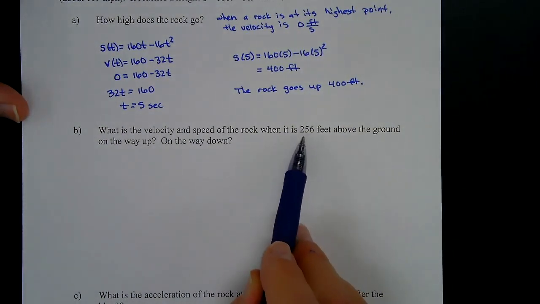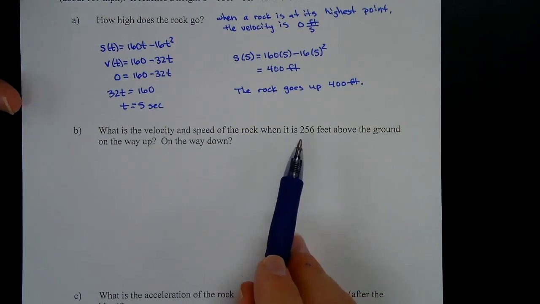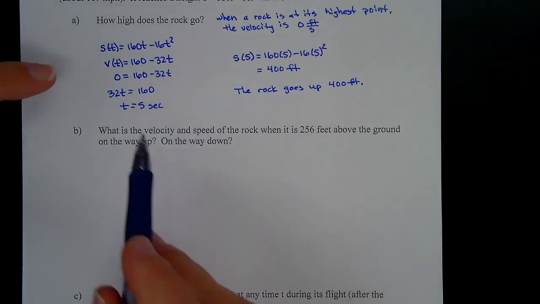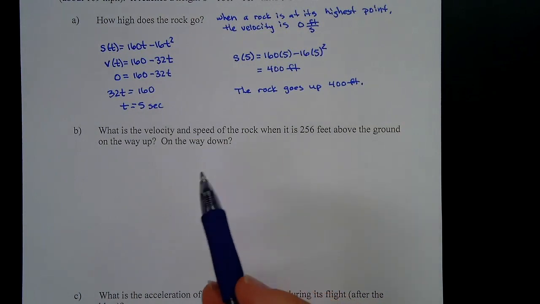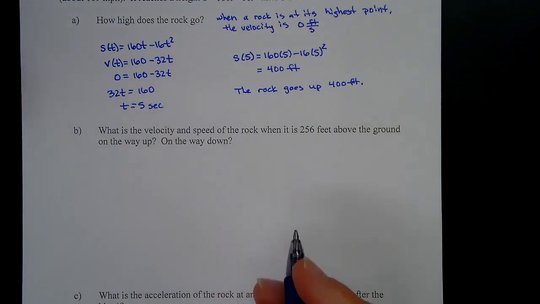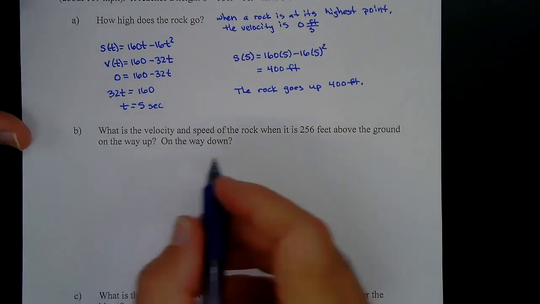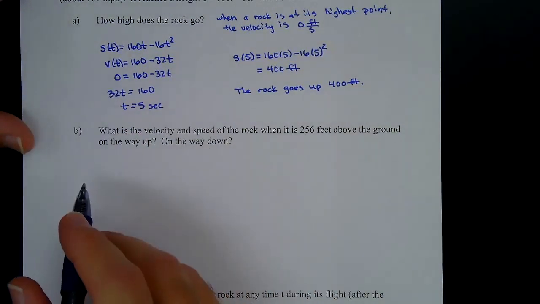So this is going to hit it at 2 different times. And then we'll figure out those times and then put those into the velocity, and we'll have the velocity. And once we have the velocity, we can get the speed, okay? All right, so we want this position to be 256 feet.